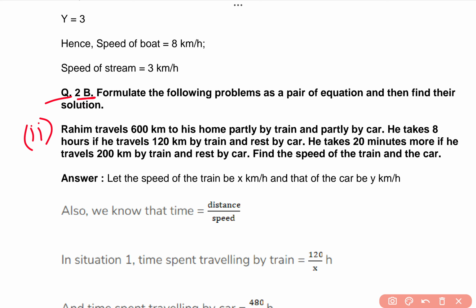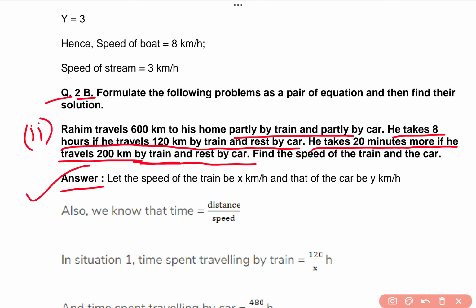Rahim traveled 600 kilometers to his home, partly by train and partly by car. He took 8 hours if he travels 120 kilometers by train and the rest by car. He took 20 minutes more if he travels 200 kilometers by train and the rest by car. So that's your answer.